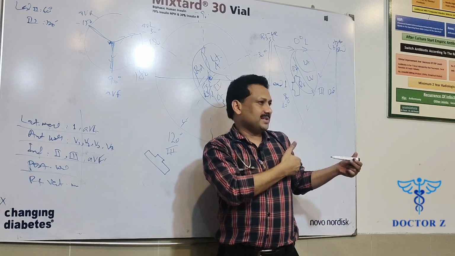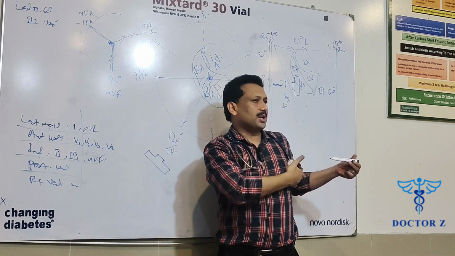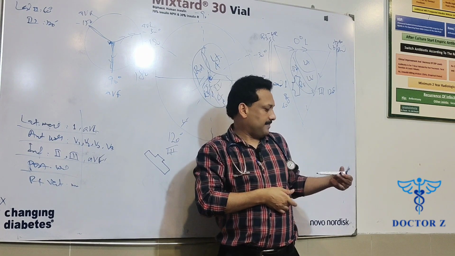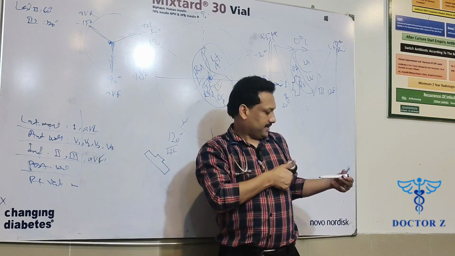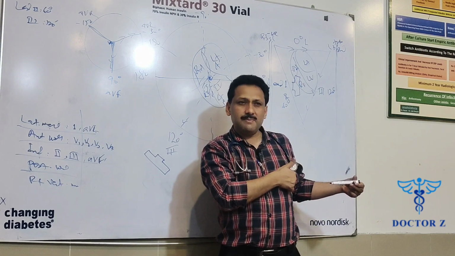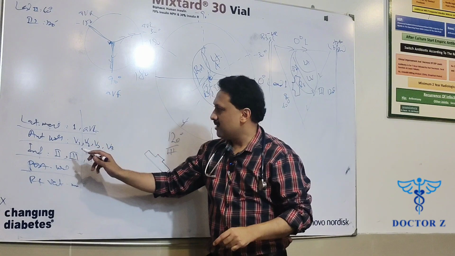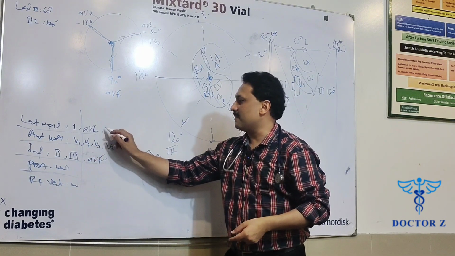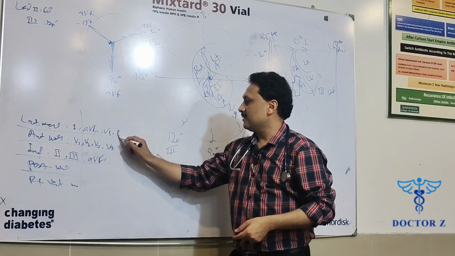And what about the rest of the portion, the lower lateral wall? Two cameras installed here, V5 and V6. These are seeing my lateral wall. So again, we have got two more leads, two more cameras for the lateral wall, V5 and V6.